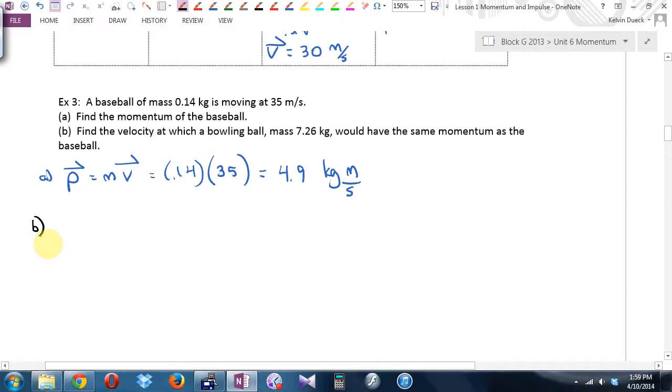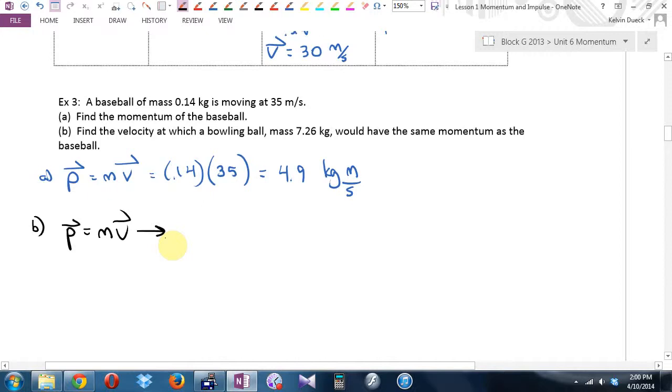B says, find the velocity at which a bowling ball, which has a mass of 7.26 kilograms, would have the same momentum as the baseball. What are they asking you to find in part B? Well, they gave me momentum. They gave me mass. All right. New equation. I'm not going to bother writing this on your formula sheet. Get the V by itself.